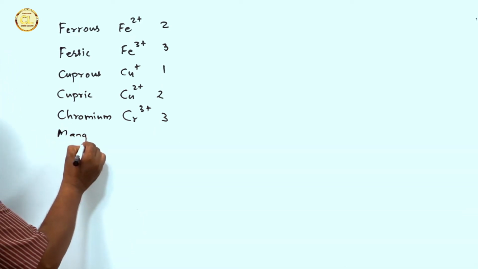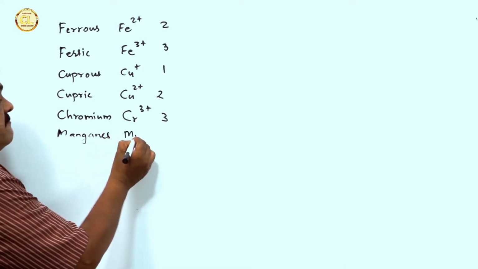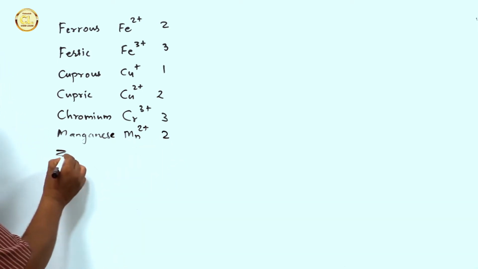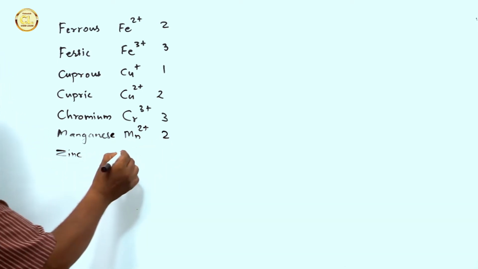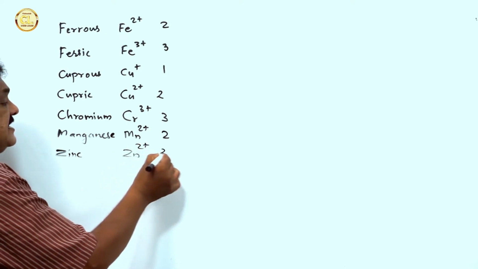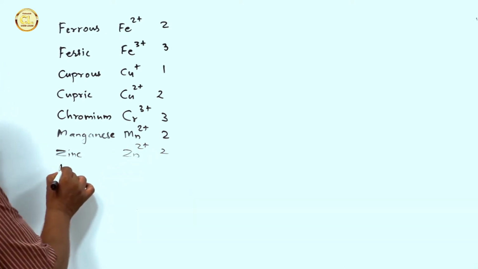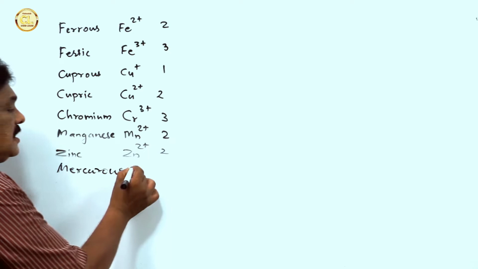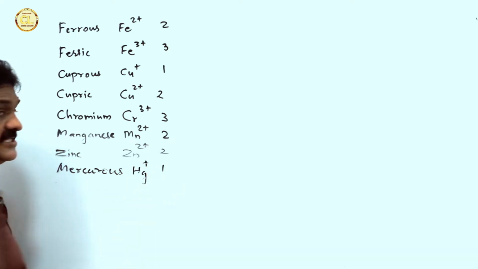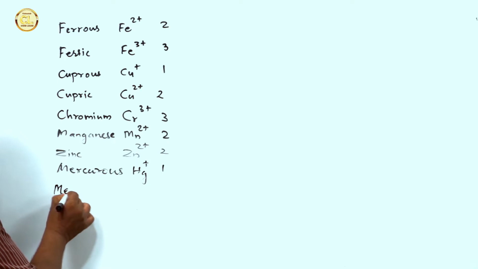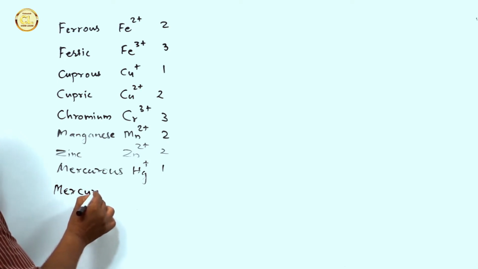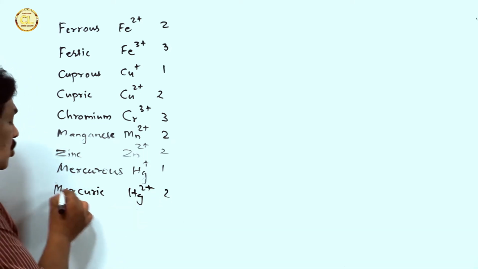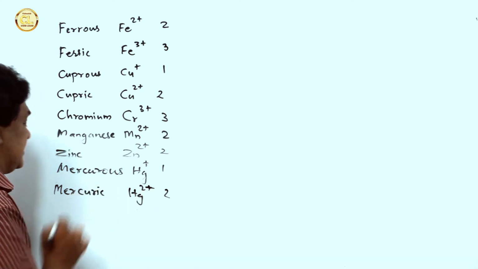Manganese, Mn2 plus, valency is 2. Zinc, Zn2 plus, valency is 2. Mercurous, Hg single plus, valency is 1. Mercuric, Hg2 plus, valency is 2.